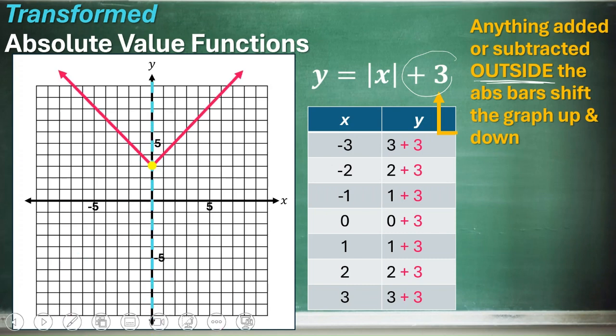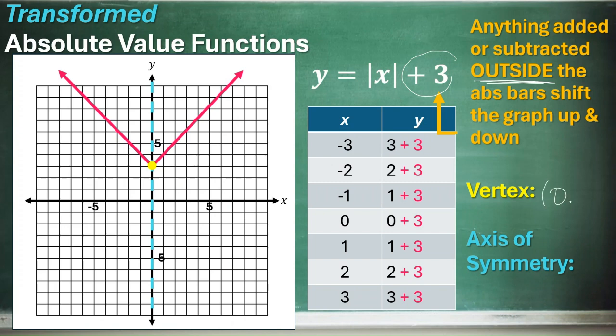In this case, this is what our graph looks like. You can still see there is a vertex, and everything is centered around the line of symmetry. The only thing that's changed is our graph has been shifted up 3 units. And that's not just the vertex; every single point has been shifted up 3 units. That places our new vertex at (0, 3). That's this yellow point, still a minimum. And our axis of symmetry has not changed. It's still x equals 0.